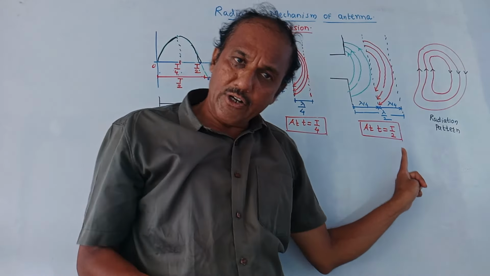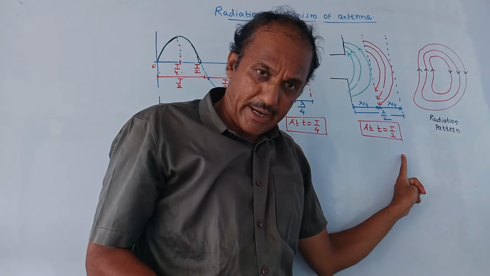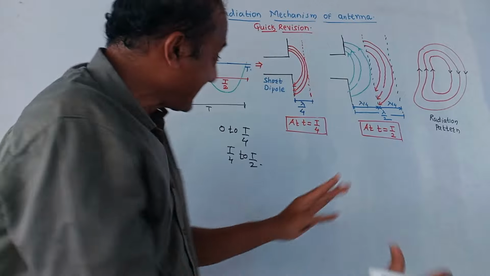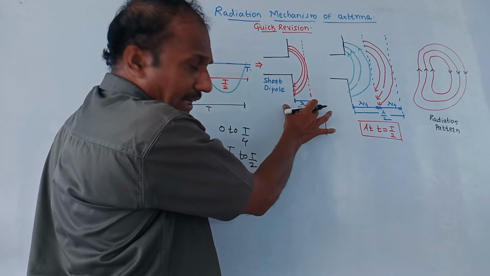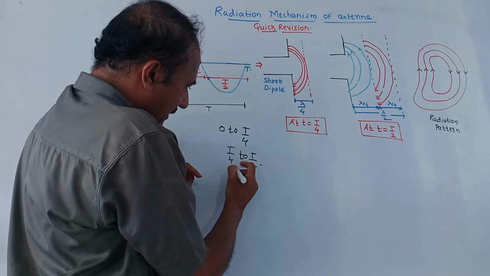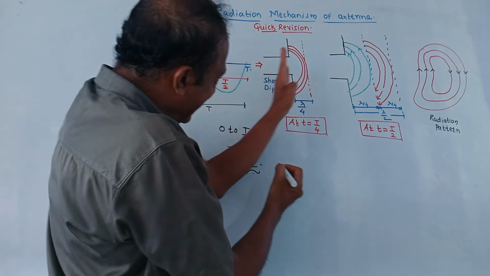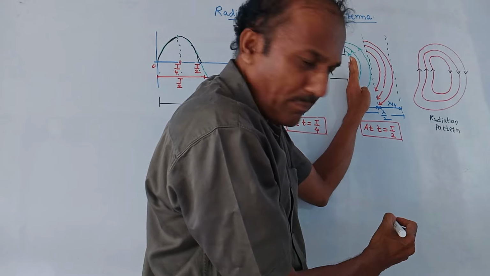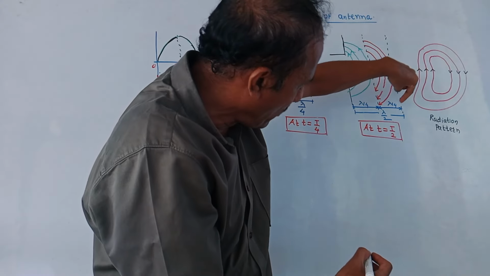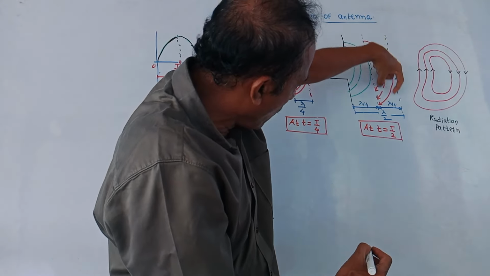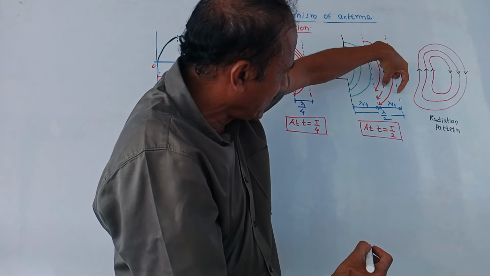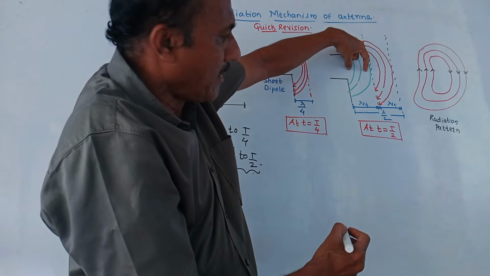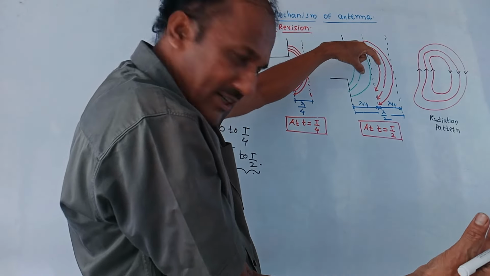So at the end of T by 2 time period, total 6 lines of force will be there, because earlier there were 3 lines of force. So during the time interval T by 4 to T by 2, these 3 originally generated lines of force will travel an additional distance of lambda by 4. So this lambda by 4 and this lambda by 4, so the original 3 lines of force that were generated will appear over here, and these 3 new lines of force are generated, which are in upward direction.